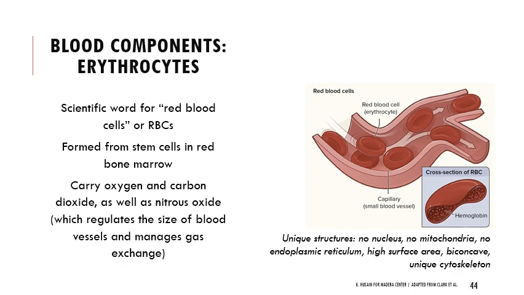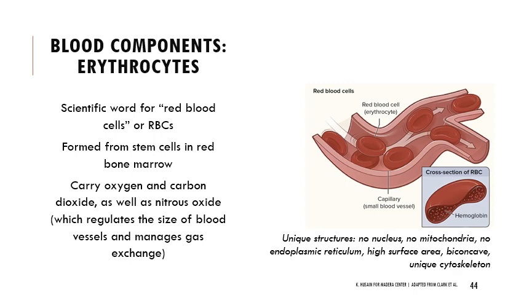Those erythrocytes are responsible for carrying oxygen and a fraction of the carbon dioxide, and they also carry nitrous oxide. Nitrous oxide is an important gas that is involved in vasodilation, or changes in the size of blood vessels. It's also important for gas exchange because it's affecting the surface area to volume ratio. On the right side, if we look at this diagram, we see those red blood cells with hemoglobin in them traveling through a small blood vessel.